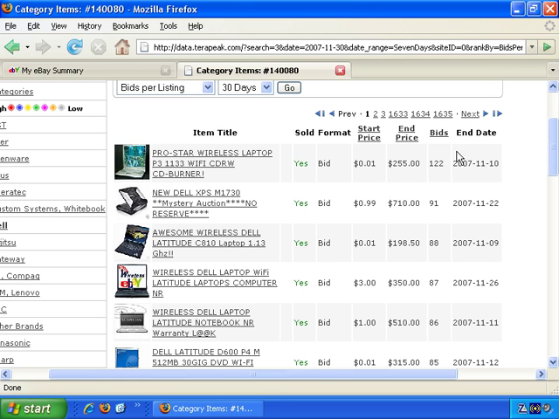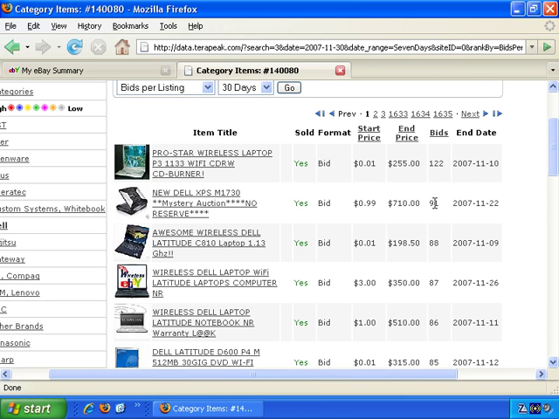Okay, just to wrap up this example, I've sorted the item results here by the number of bids. So the top one is 122 bids, with a starting price of a penny and an end price of $255. And okay, there's the item. Then the next one is 99 bids, and so on.